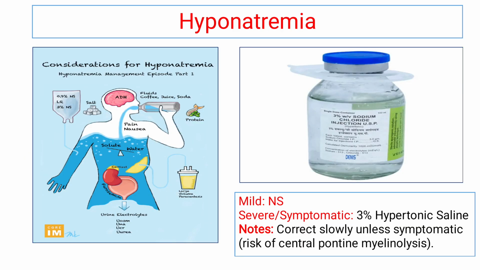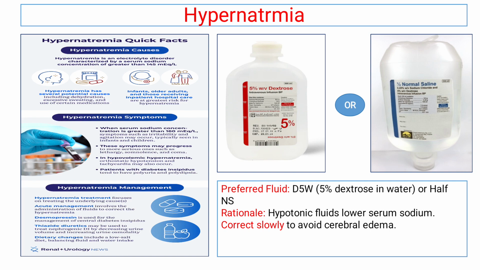In patients of hyponatremia, in mild cases, normal saline usually suffices. In severe and symptomatic hyponatremia, we should use 3% hypertonic saline, and we should always remember to correct hyponatremia slowly because there is a risk of developing central pontine myelinolysis if we correct it fast.